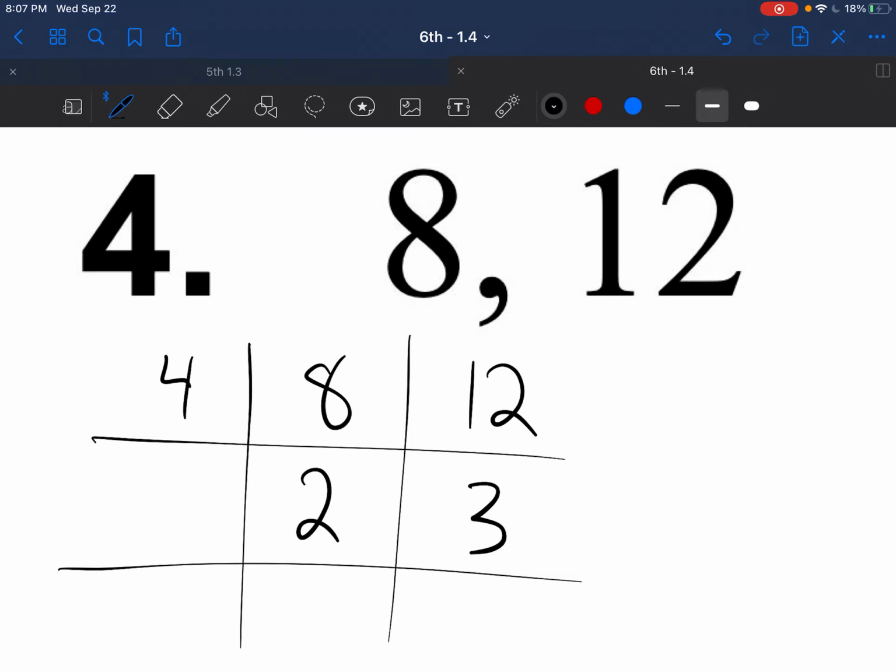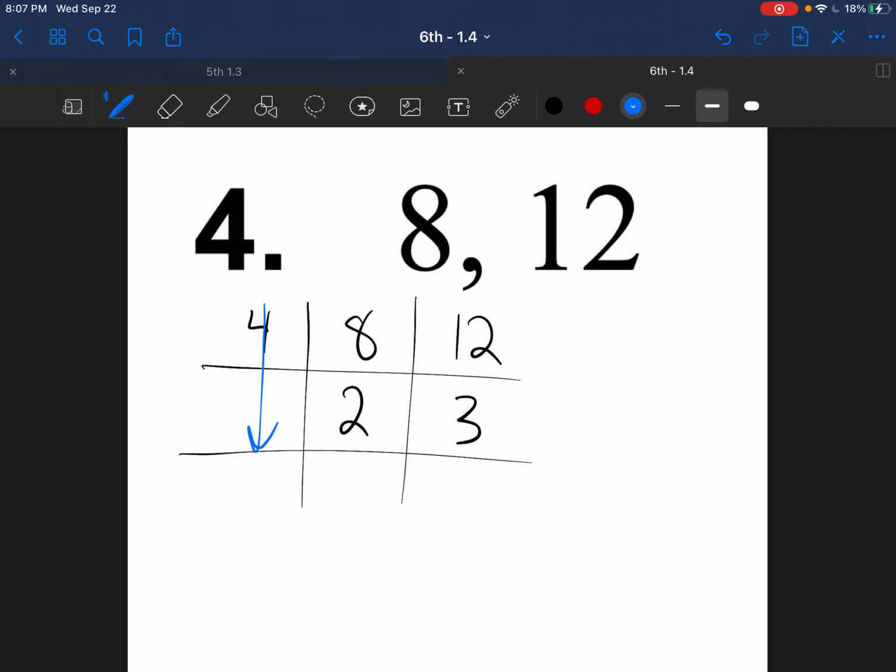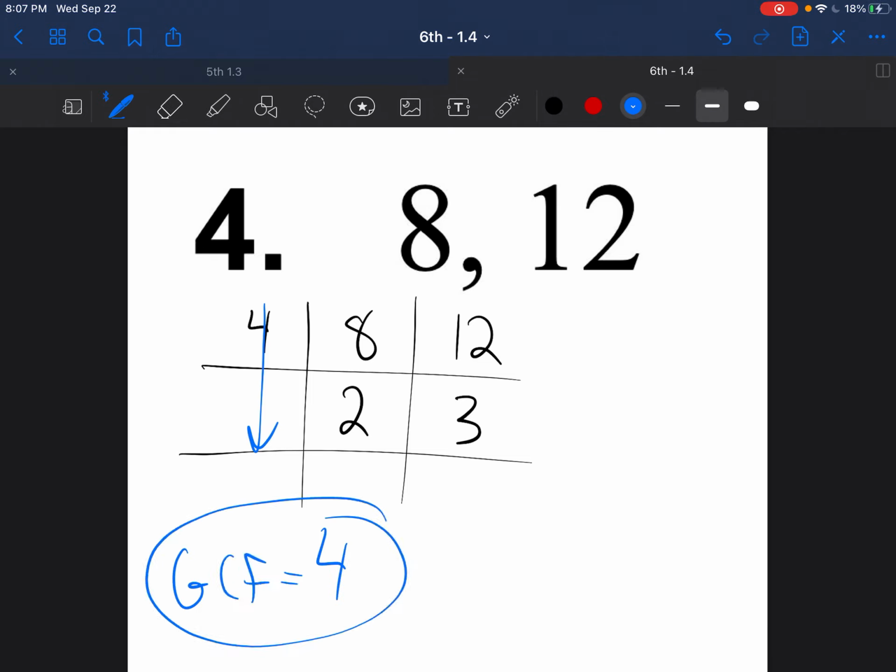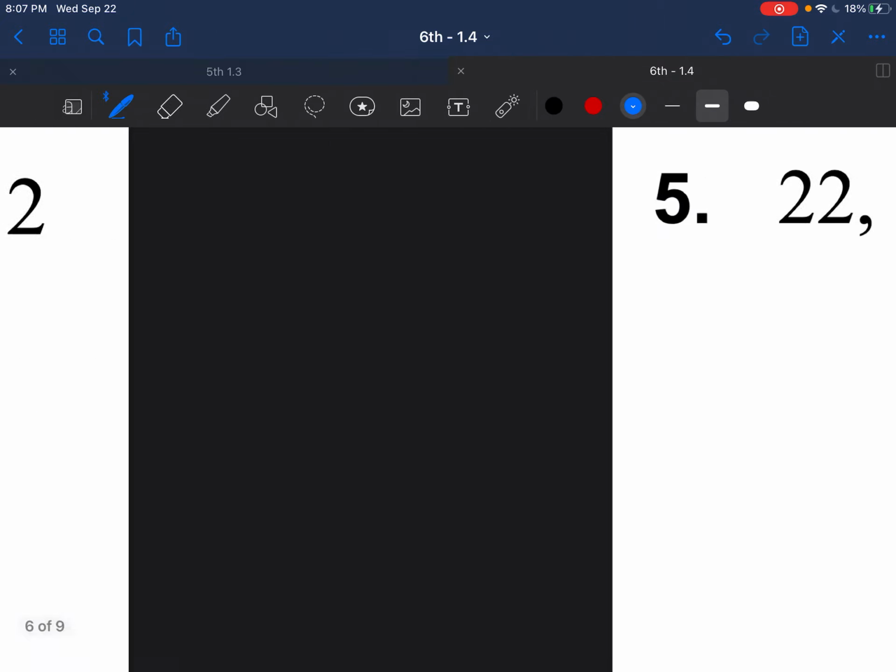I'm asking myself, is there a number that can go into 2 and 3? Nope. So all I got to do is multiply straight down. 4 times nothing is just 4. So our greatest common factor for this problem is 4. Let's try the next one.